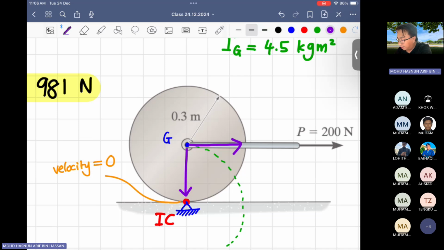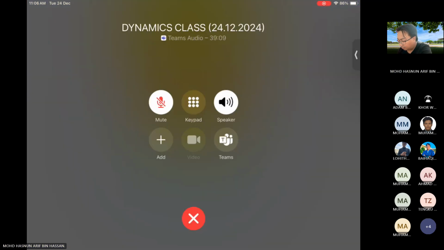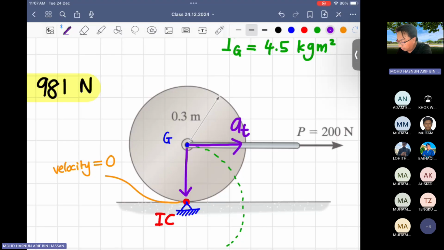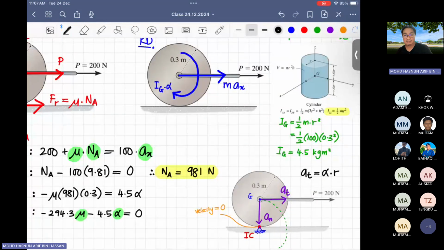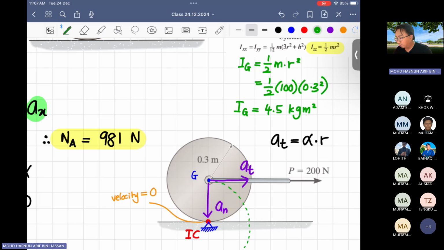One is in the tangential axis, which we call AT. The other one is pointing towards the center of rotation, which is AN, normal. AT, we know from previously, is equal to alpha times R. In which axis is AT pointing? X-axis. So AT here is equal to alpha R, which is also basically equal to AX.